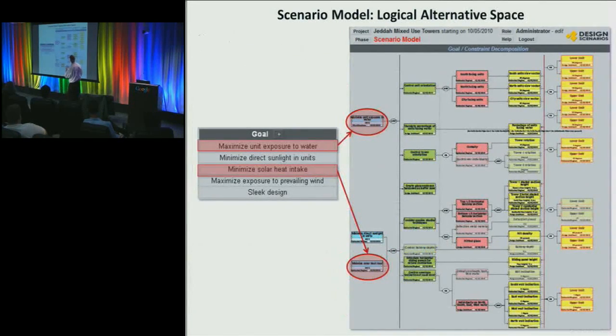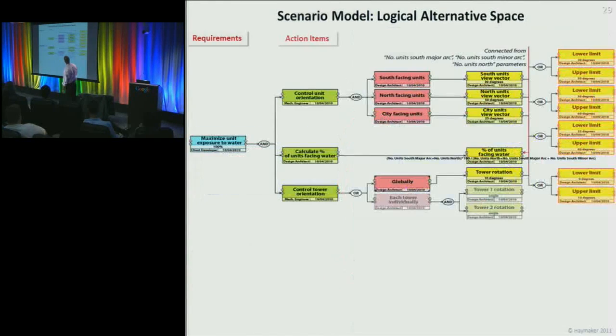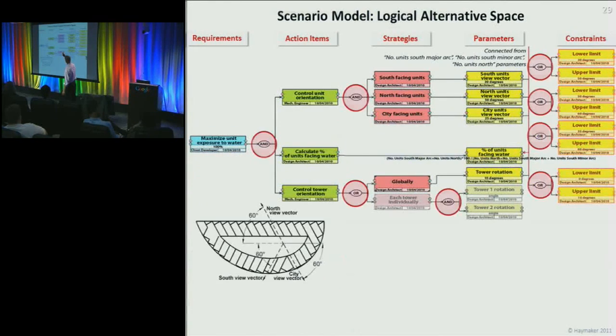We'll go into that goal, and we'll start to break it down in terms of things like action items. How are we going to achieve that goal? Well, we want to maximize the unit exposure to water. We're going to control the unit orientation. We're going to calculate the percent of units facing water, and we're going to control the tower orientation. And then each of these break down in terms of some strategies and ultimately parameters, things that we can start to manipulate and wiggle around to try to optimize for that design.